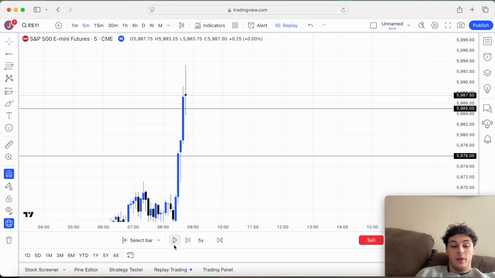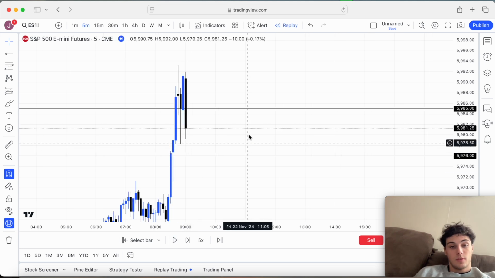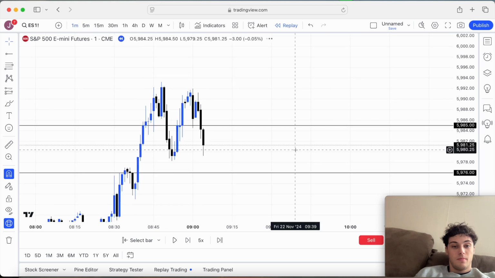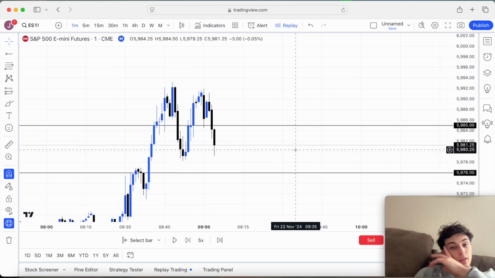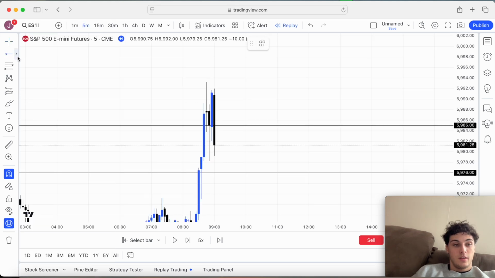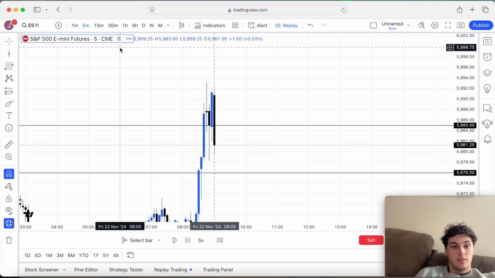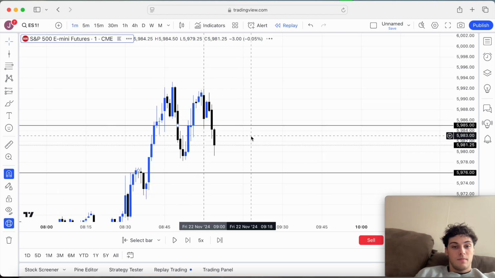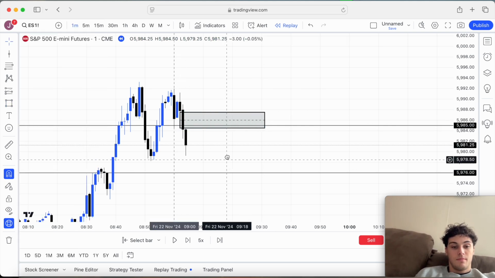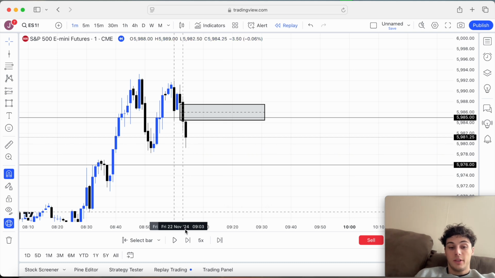Cool. What do we need? We need a 5-minute retrace. 5-minute retrace right here. So 5-minute retrace ended right here. So now what do we need to get filled? Fair value gap. Now we're just waiting for a fair value gap to get filled.